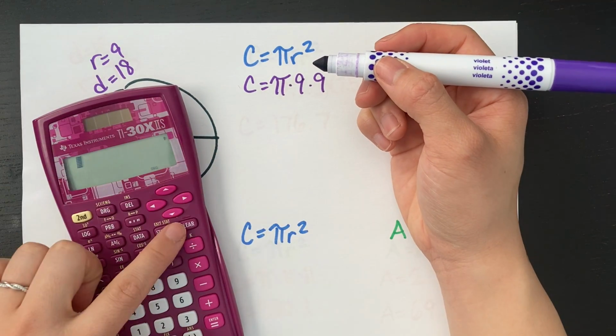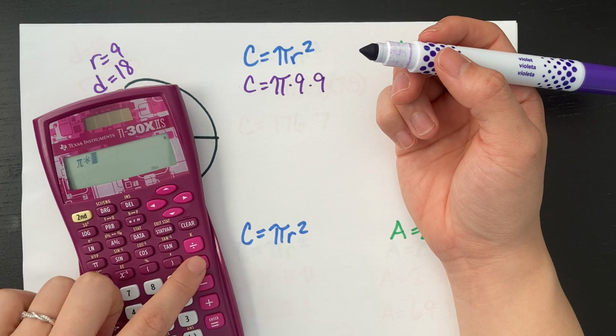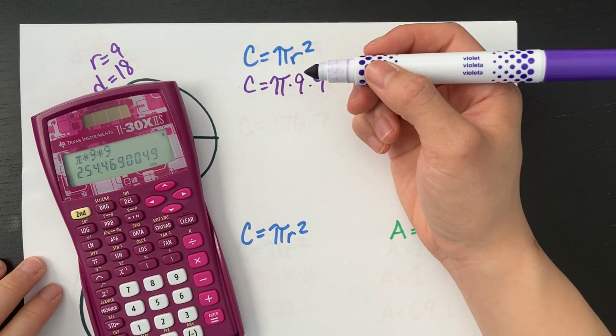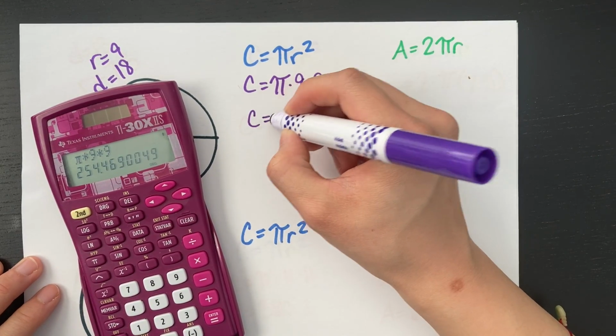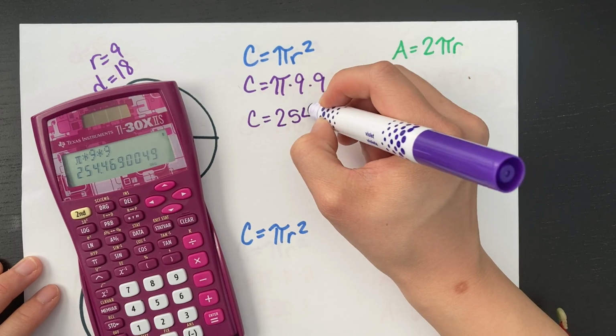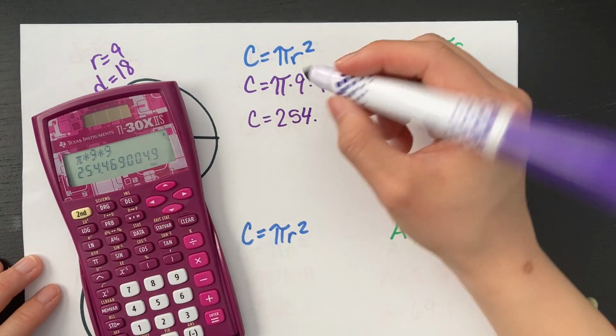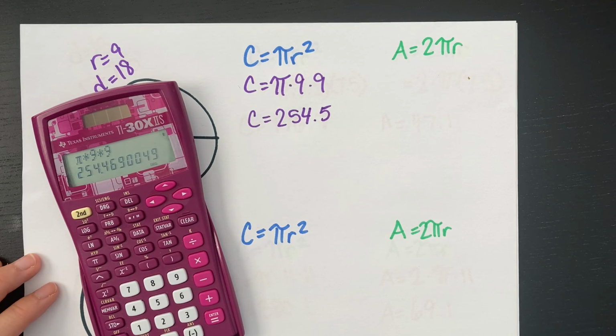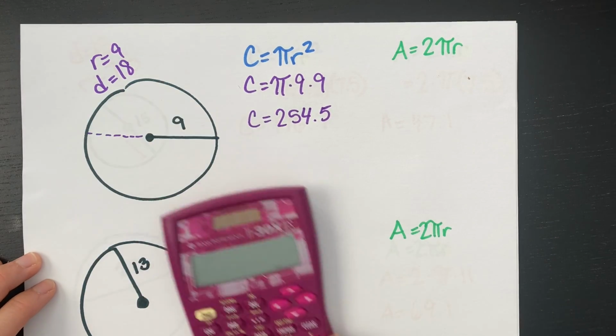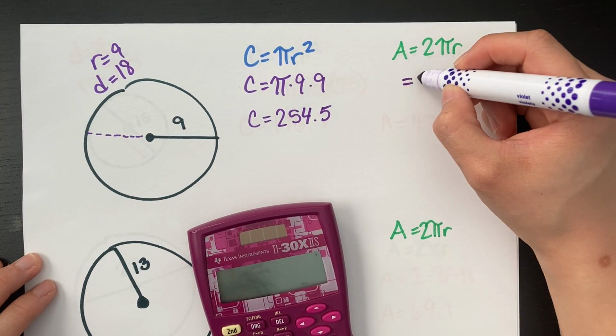Again, you get a calculator for this unit. Pi times 9 times 9, 81, and your circumference is 254.46. So I'm going to round up to 5. Now let's solve for our area. We just need to plug it in.